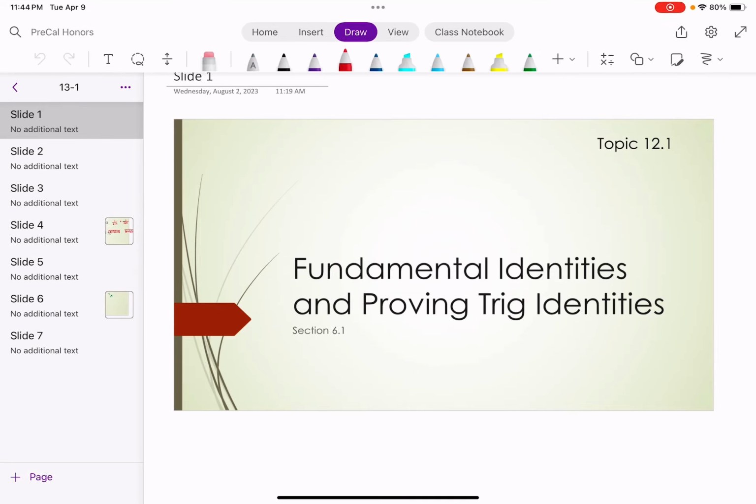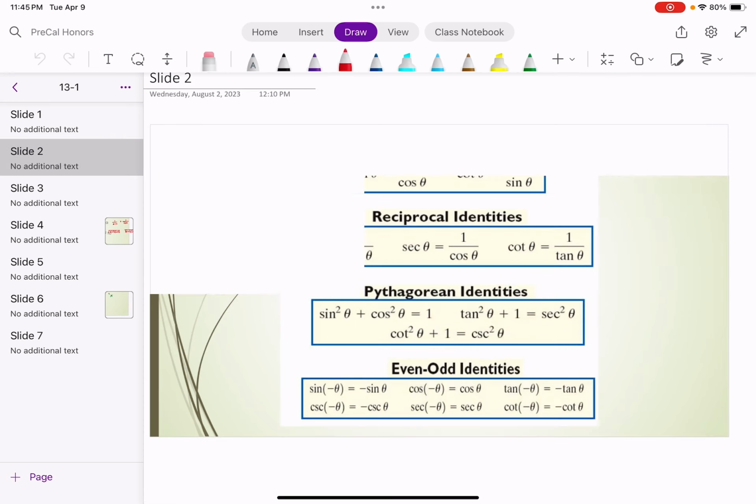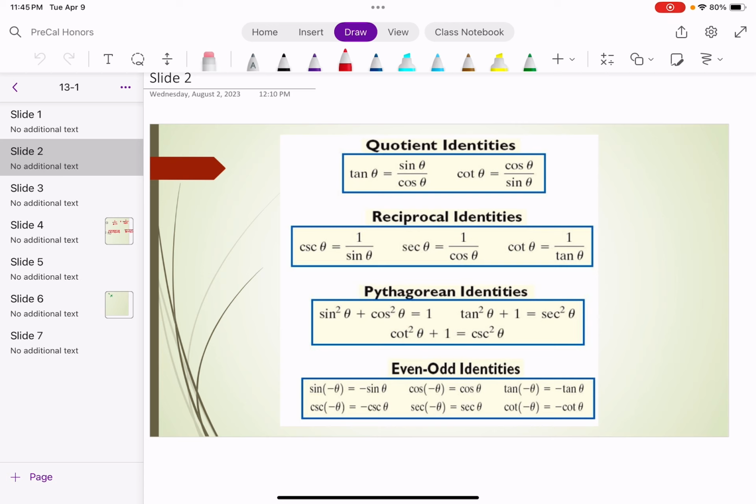This is Fundamental Identities and Proving Trig Identities. In this section, you're going to see that we're going to be working a lot with our trig identities, and very often, more than not, it is very, very similar to geometry when we are doing proofs. So the first thing that we first have to understand are the actual identities.